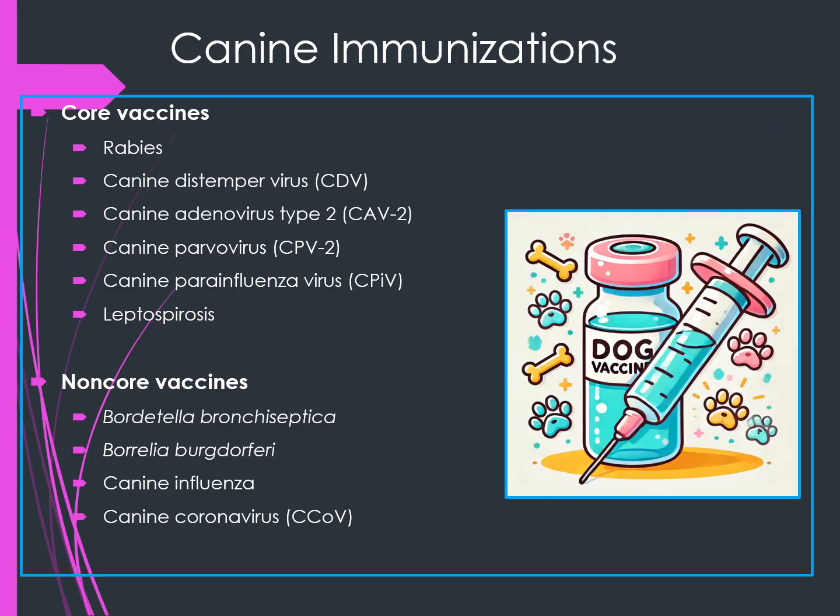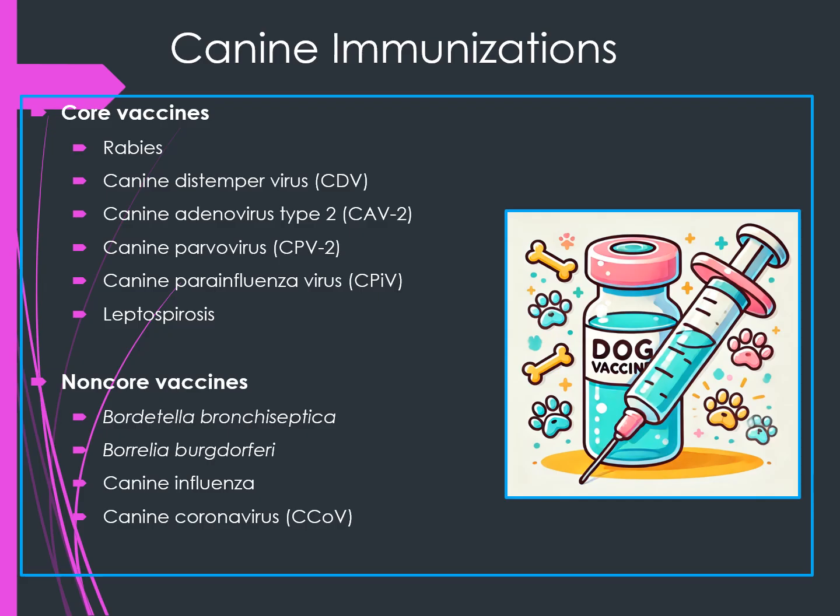For canines, our core vaccines again include rabies, which is mandated by the state. And then we have our combination vaccine, which is the canine distemper virus, canine adenovirus type 2. And if you are vaccinated with type 2, that protects you against type 1. And type 1 is the one that causes hepatitis. And then we have canine parvovirus and canine parainfluenza virus.